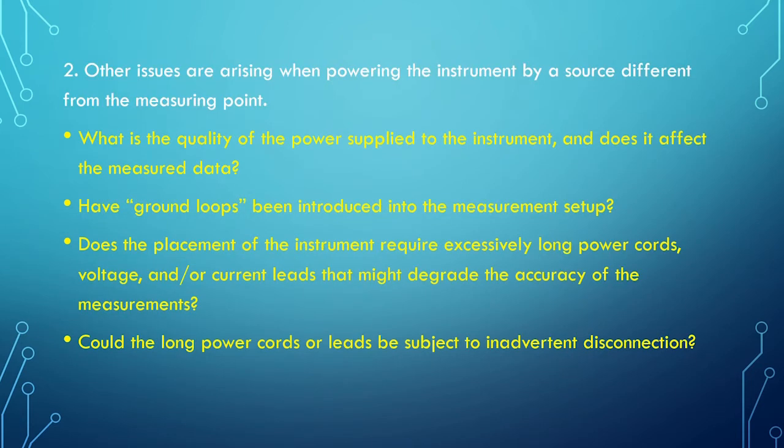Furthermore, other issues arise when powering the instrument with a source different from the measuring point, such as what is the quality of power supplied to the instrument, and does it affect the measured data? Have ground loops been introduced into the measurement setup? Does the placement of the instrument require an excessively long power cord, voltage, and or current lead that may degrade the accuracy of the measurement? Could the long power cord and leads be subject to inadvertent disconnection?